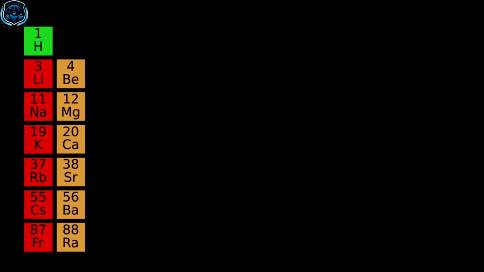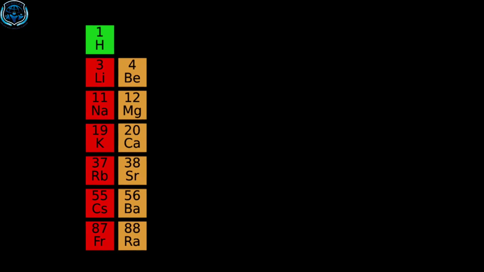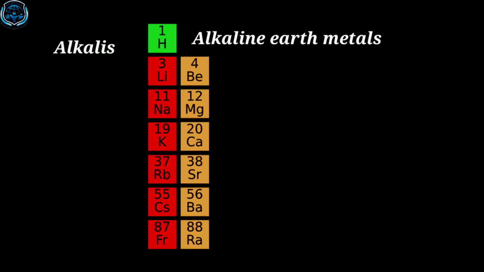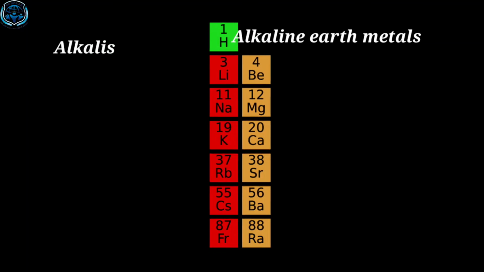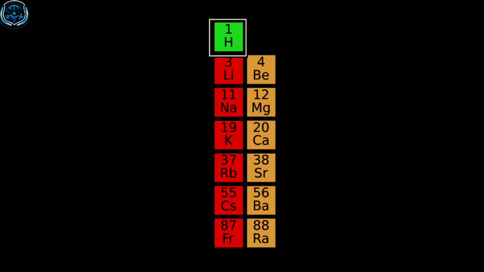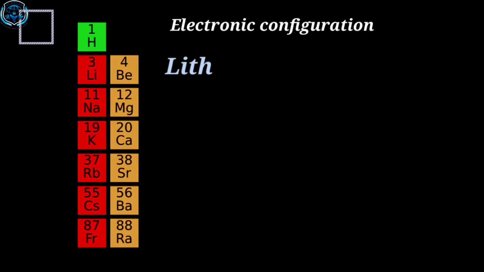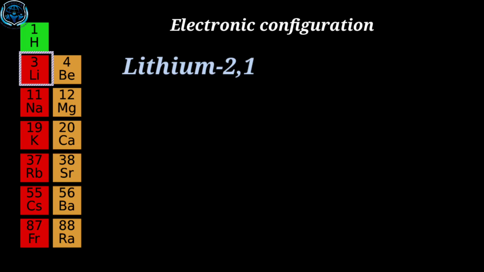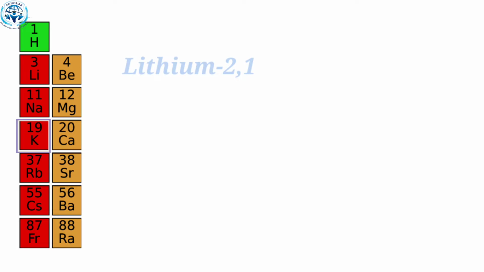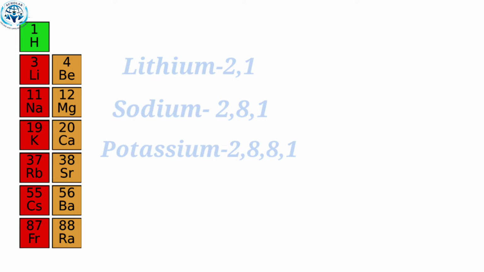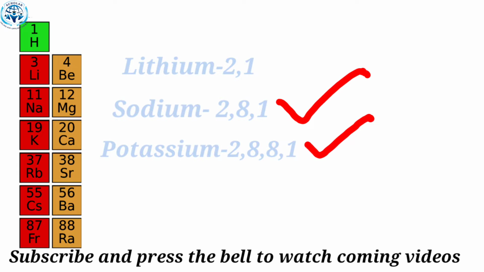Now let us talk about the first and second group elements, alkalis and alkaline earth metals. The first element of the group is hydrogen with atomic number 1. Hydrogen has exceptional properties that will be discussed in a separate video. Now we will start with lithium. The electronic configuration of lithium is 2 and 1. Lithium has a tendency to lose this extra electron to become stable. In the same manner, sodium and potassium have electronic configurations 2,8,1 and 2,8,8,1 respectively.